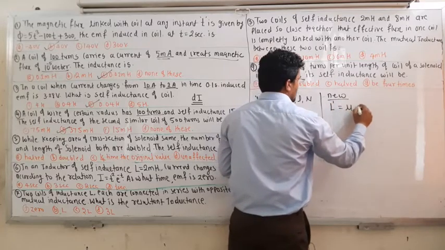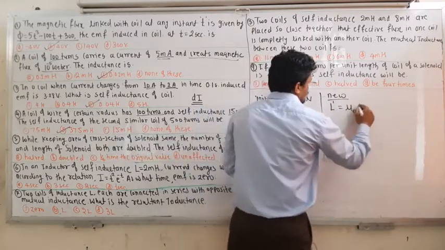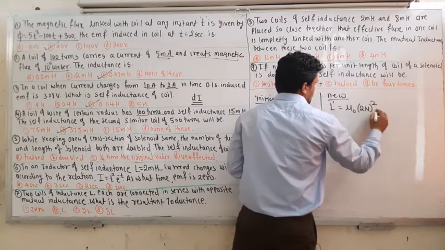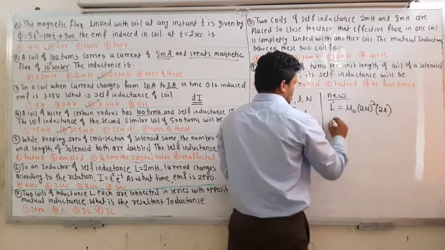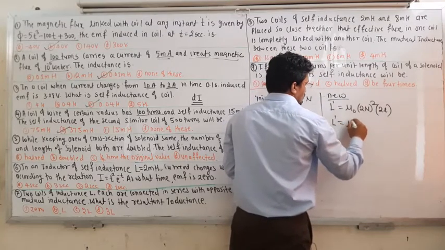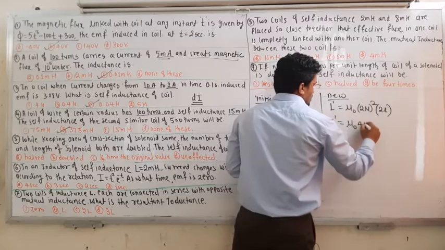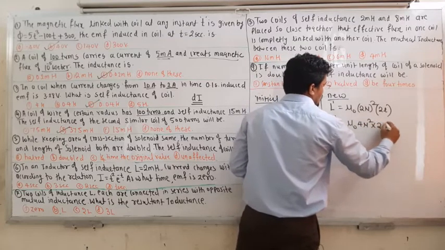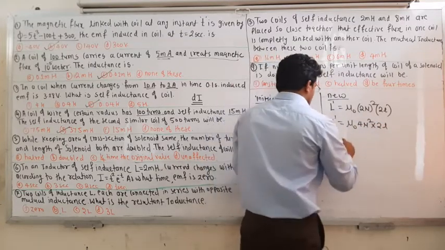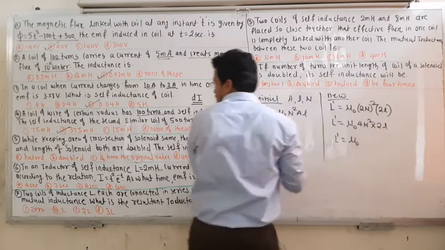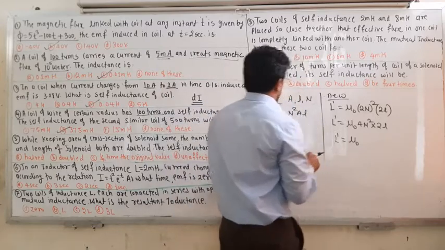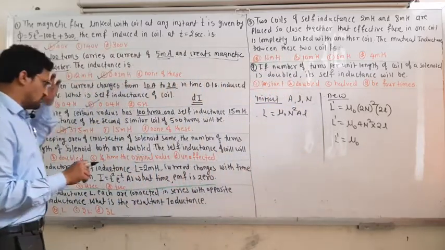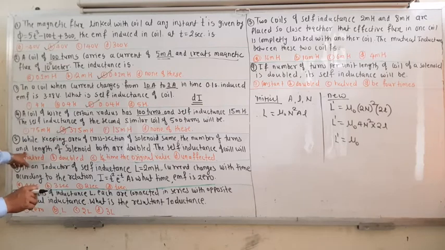Okay, mu naught will be the same, but the number of turns are double, so it becomes (2n) whole square, and the length is also double, that means 2 times L. So the new L dash will be mu naught (2n) square multiplied by 2L, multiplied by 2L. So L dash is equal to what? Mu naught... it becomes double, half unaffected. Okay, sorry, keeping the number of turns, mu naught n square.